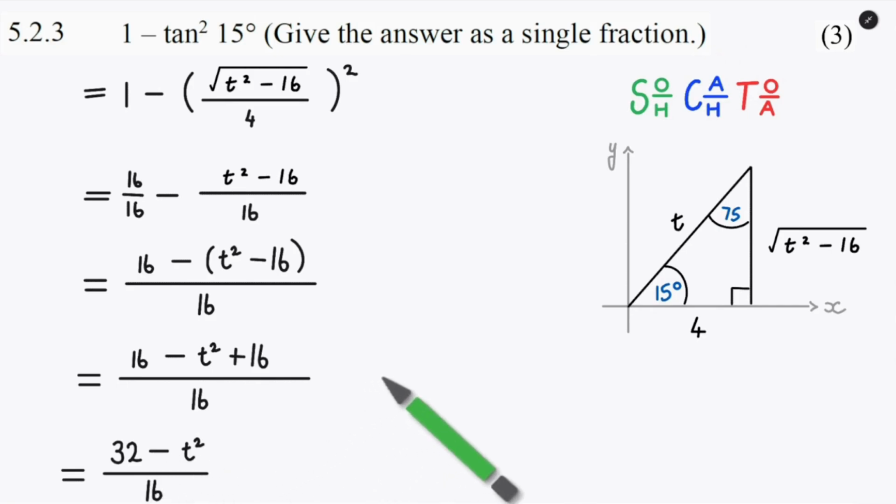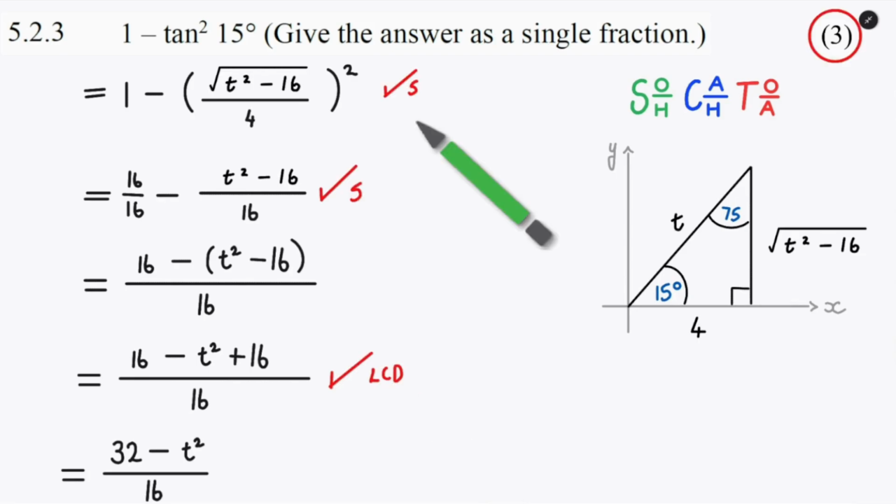So let's have a look where our 3 marks will come from. Substitution of tan 15 gets you the first mark. Squaring that bracket correctly gets you the second mark. And the correct multiplication for your LCD earns you the third mark.